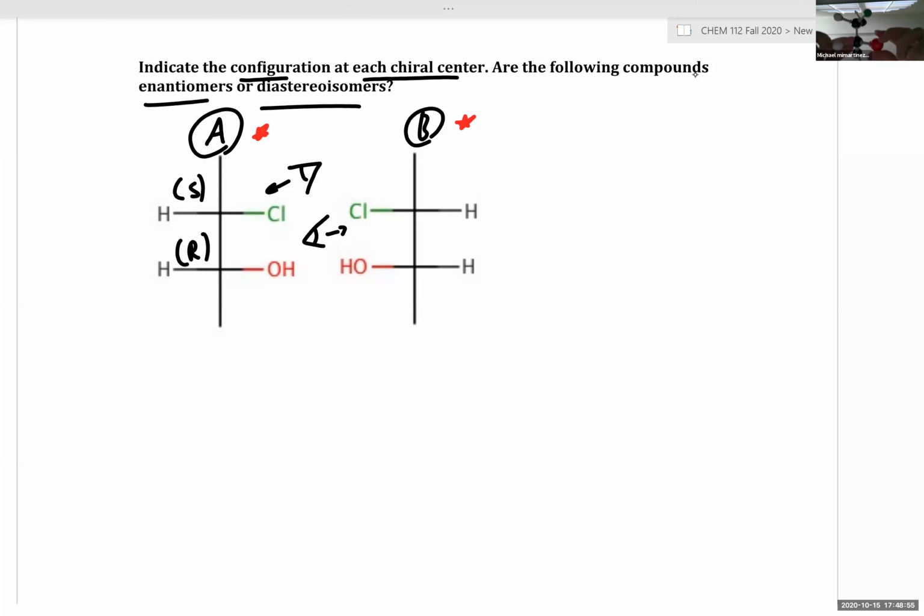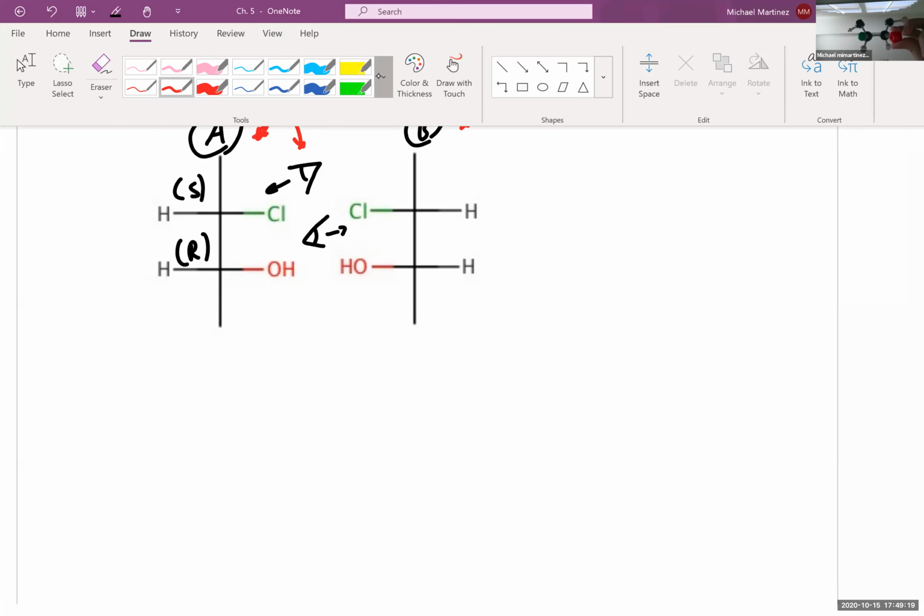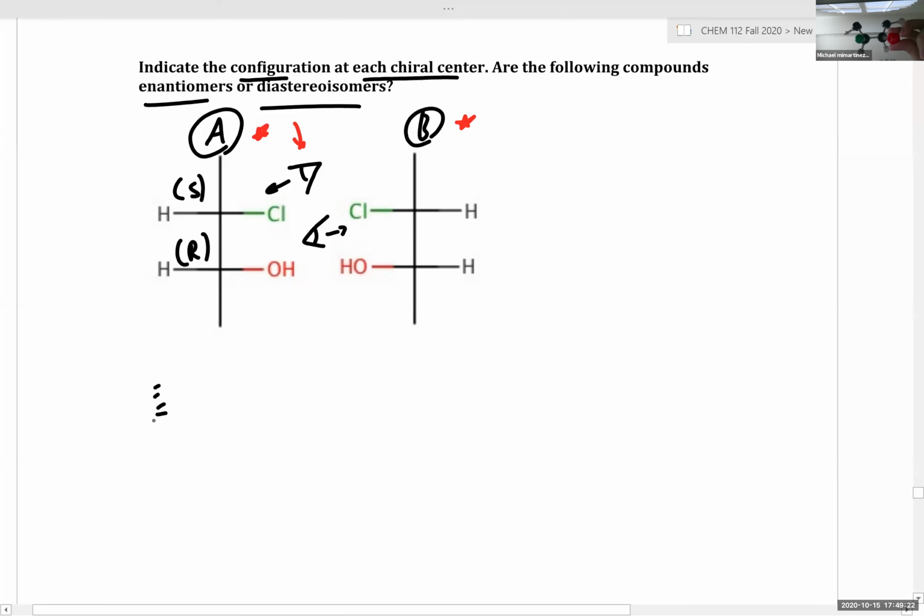Okay, so here is our initial structure. We have our chlorine and alcohol on the right-hand side. We're going to rotate this molecule so our hydrogens are in the back, and then we're going to draw what we see. So we started off with the following structure, and after rotating our molecule, we end up with the following.